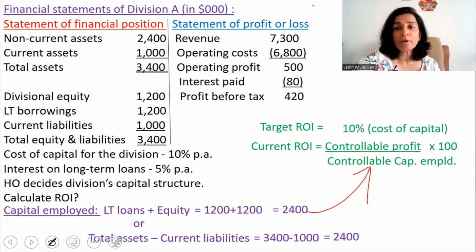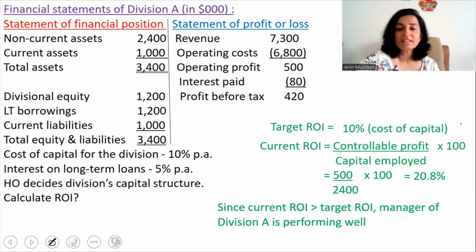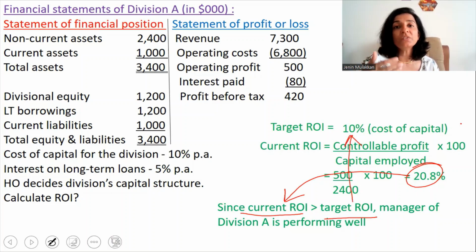And what is a controllable profit? That was nothing but the EBIT. So 500. We get the answer as 500 divided by 2,400 into 100, or the return on investment is 20.8%. And what was our target return on investment? That's just 10%. So we will write the final analysis. Since the current return on investment, which is 20.8%, is greater than the target return on investment, which is nothing but 10%, the manager of Division A is performing well. So this was the simplest problem in ROI.